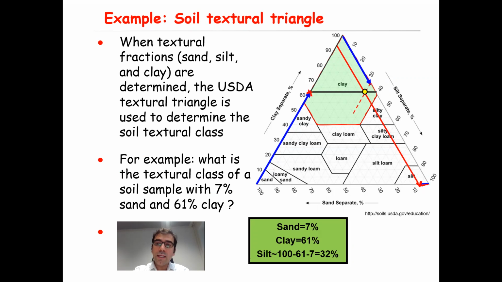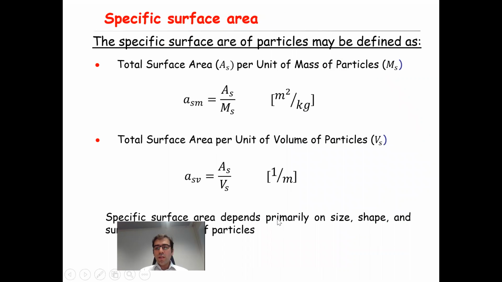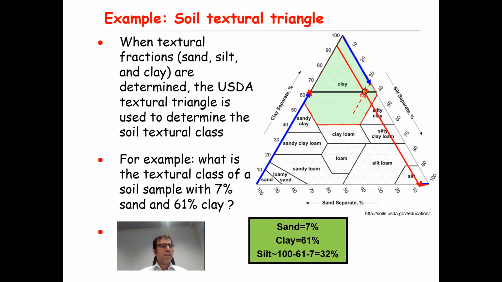If you draw a line here, the red line, parallel to the silt side, and then draw a line here parallel to the sand side, that is the black line, the intersection between the red line and the black line determines the texture of your soil. Since this intersection is located in the part that is called clay, the texture of this soil is considered clay. That's just a simple example, but as I mentioned, in this link you can solve many more examples by yourself.